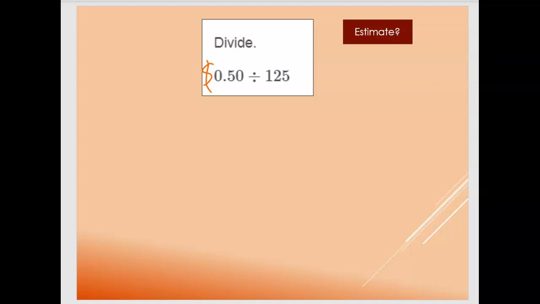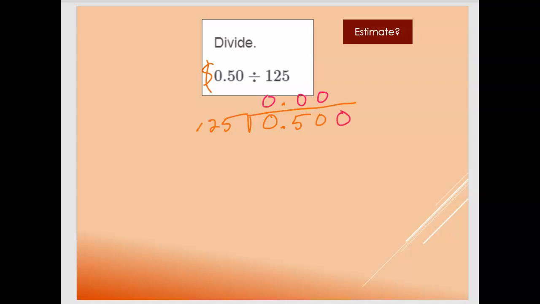I will set it up. It's divided by 125, so that goes over here. 0.50, I'll put the decimal point right above. How many times does 125 fit into 0? It doesn't fit in there any times. How many times does 125 fit into 5? It doesn't fit in there any times. How many times does 125 fit into 50? No times, right?